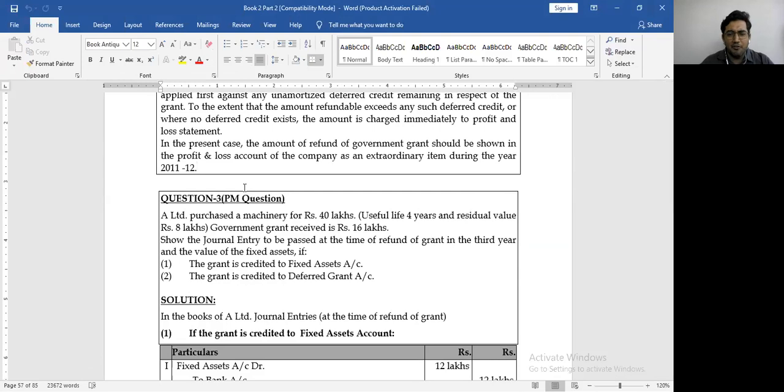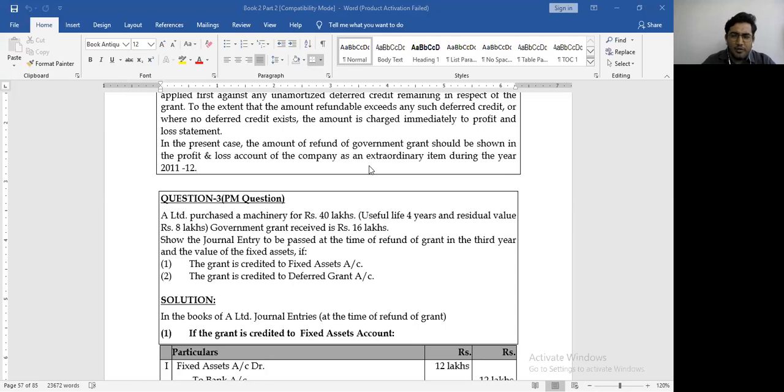Important, underline. When was the refund? The refund happened in the third year. And the value of the asset if grant is credited to fixed asset account, and if grant is credited to deferred grant account. Which means, tell me, if grant is credited to fixed asset account, what is the method they are talking about? Quickly on your chat box. Of course, they are talking about the capital approach.